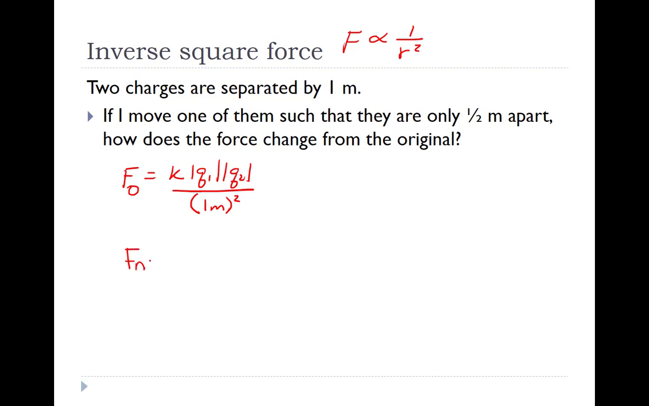Okay. Now what I'm going to do is move these 2 charges so that they're only half a meter apart. So what happens to the force? How does it compare to the original one? So the charges didn't change. So K, Q1, Q2 stays the same. But my denominator did. And now it's 1/2 meter squared. Well, 1/2 squared is 1/4. So I'm going to put that in.